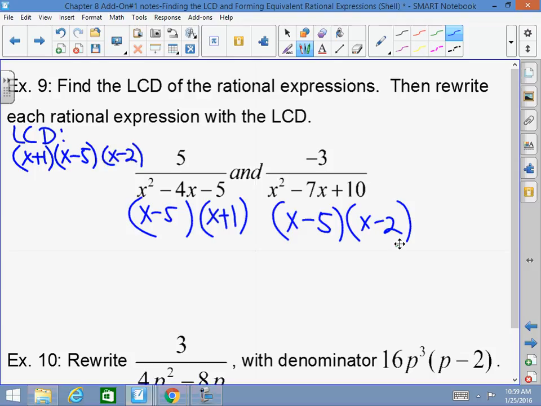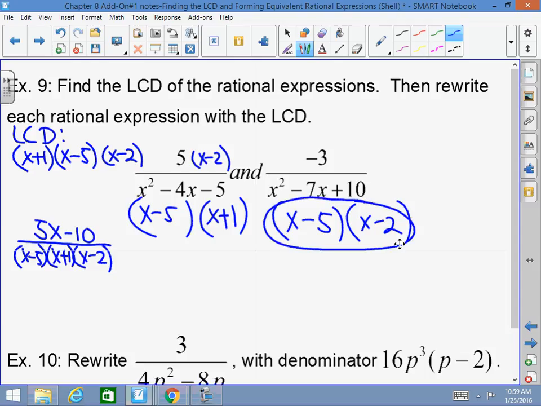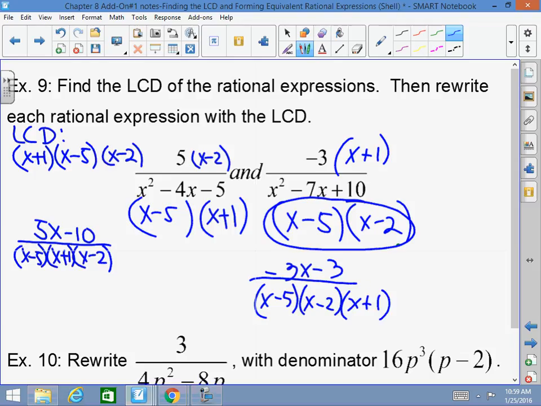What do I need to multiply to this first one to get my LCD? An x minus 2. So I will be left with (5x minus 10) over (x minus 5)(x plus 1)(x minus 2). What do I need to multiply to this one to get my LCD? x plus 1. So I'm left with (negative 3x minus 3) over (x minus 5)(x minus 2)(x plus 1). Are you guys seeing this?